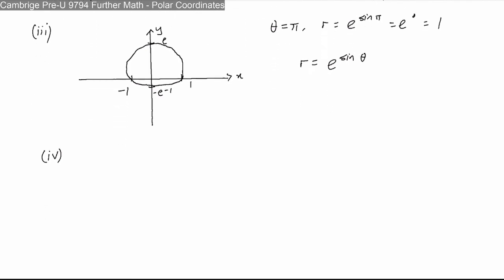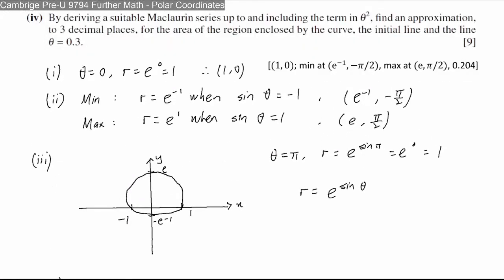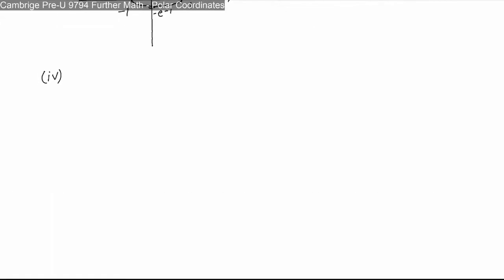So for the next one, by deriving a suitable Maclaurin series up to and including the term in theta squared, find an approximation to 3 decimal places for the area of the region. So this one is basically content from FP2. If you are familiar with FP2, we can actually do this. What they need here is to find the area. The area depends on half r squared d theta, and we are going to integrate that. So we need to find the expression for half r squared.